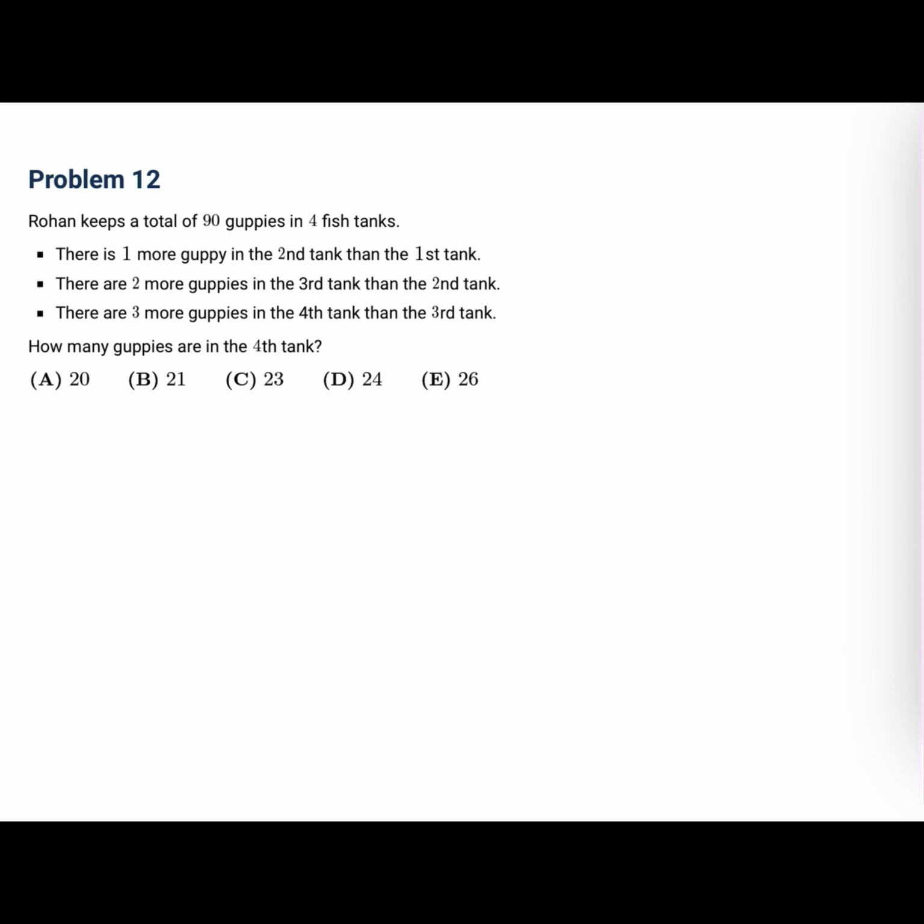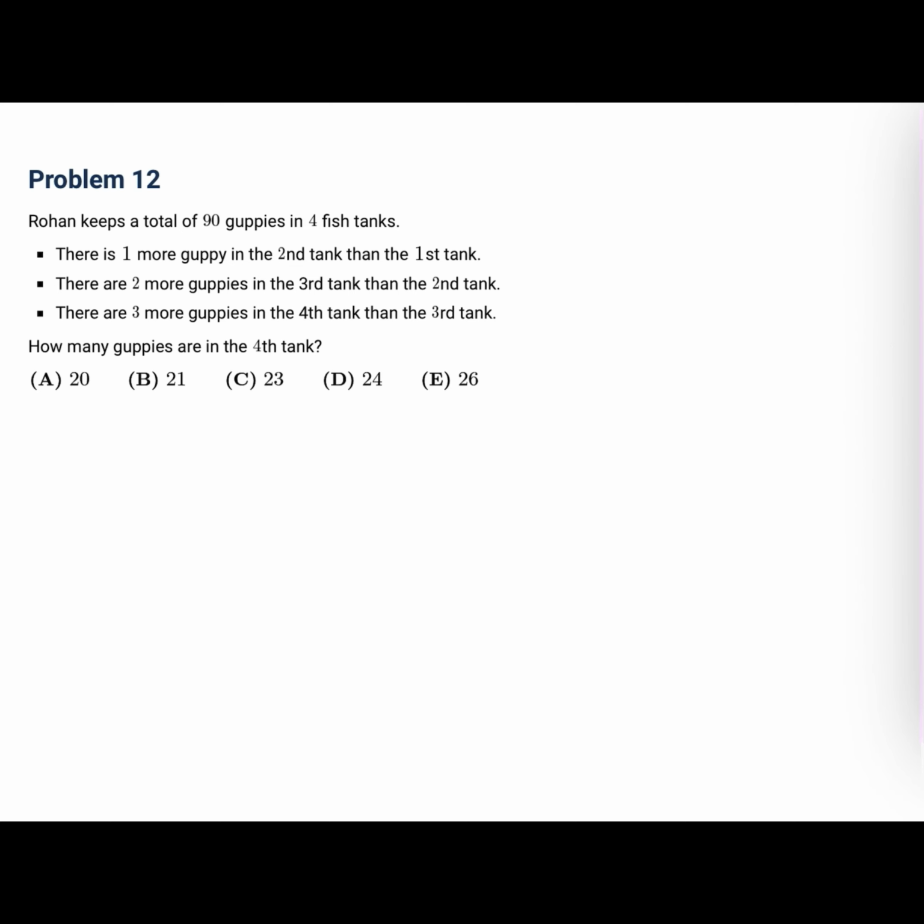Problem 12. Rohan keeps a total of 90 guppies in 4 fish tanks. There is one more guppy in the second tank than the first tank. There are 2 more guppies in the third tank than the second tank. And there are 3 more guppies in the fourth tank than the third tank. How many guppies are in the fourth tank?